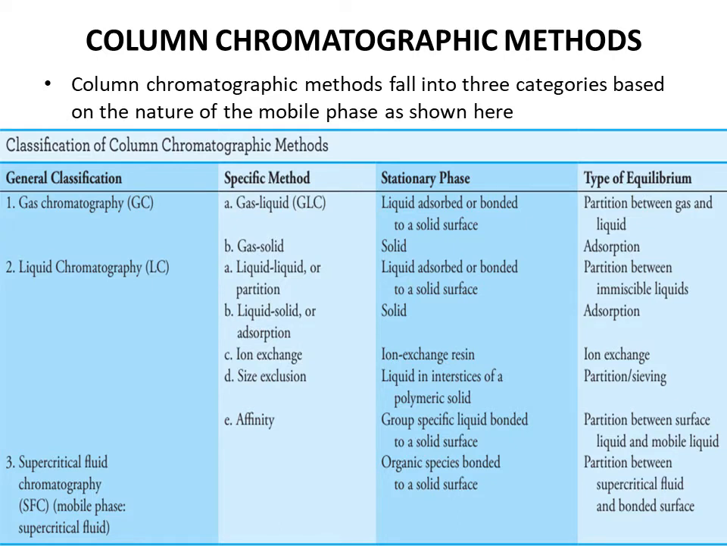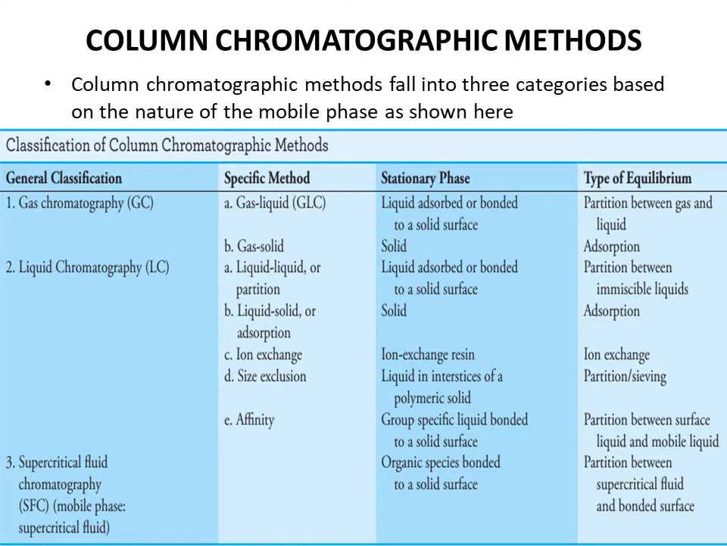The next, in which the stationary phase is liquid in interstices of a polymeric solid, is called size exclusion chromatography, in which particles are separated from each other on the basis of their molecular sizes. So the equilibrium there is partition or sieving.